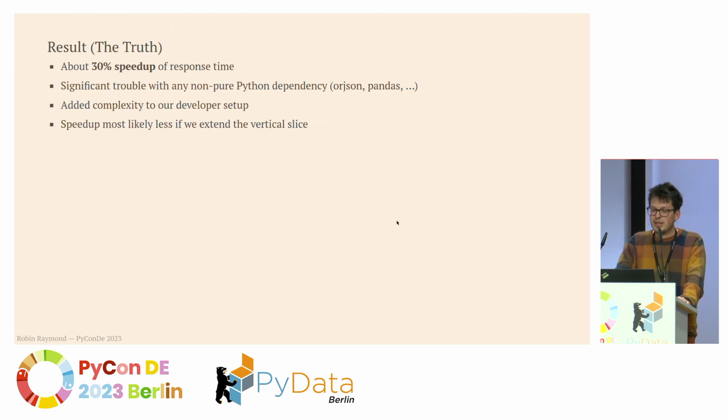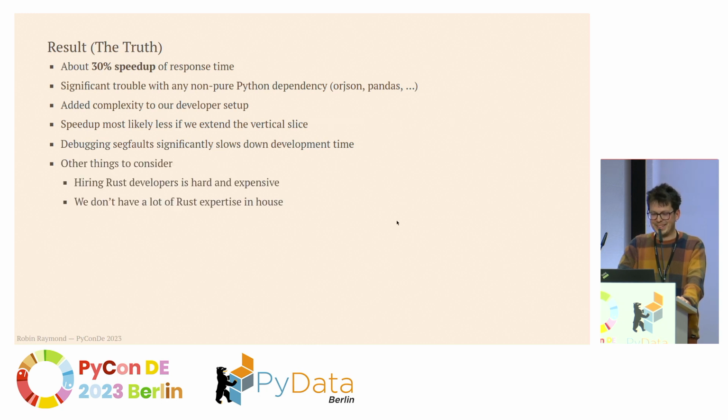We also had a strong suspicion that while the speedup was impressive, it most likely would not have survived if we expanded the vertical slice by the same order of magnitude. Probably we're looking at more like a 20% speedup once we widened the slice. And as I mentioned, debugging seg faults is not fun. At this point, I realized how lucky we are that we're using Python mostly at Tactile. There are also a couple of meta points that one should not underestimate. One is that we don't have a lot of Rust experience in-house. The other is that, from talking to other developers, it's really hard and expensive to hire Rust developers.